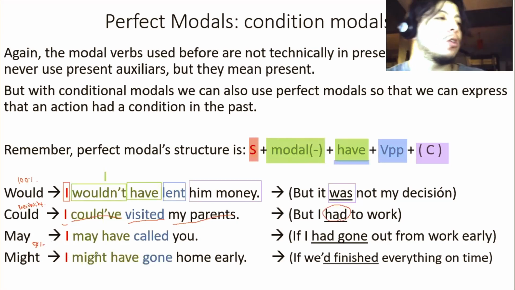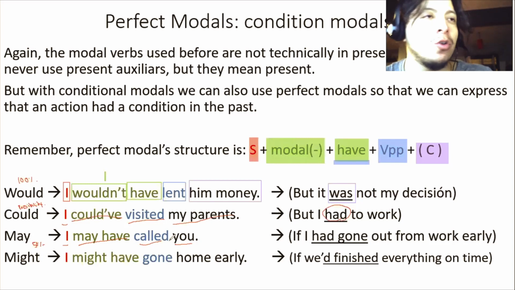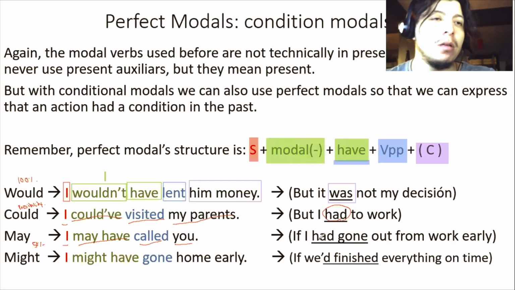¿Ok? Entonces, I, subject, might have, again, is always have, called in the past participle, you. I may have called you. Yo tal vez te habría llamado, ¿sí? Si hubiera salido de trabajar temprano. El problema es que no salí de trabajar temprano. Y como no salí de trabajar, pues no te hablé.